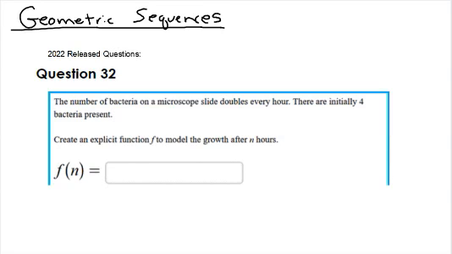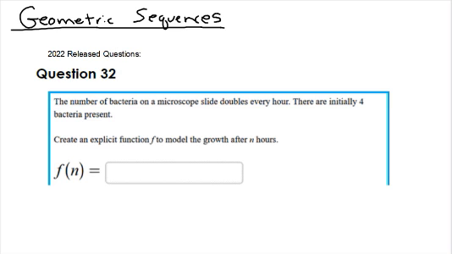All right, today we're going to cover geometric sequences, and this is a topic that's really important for the end of course exam. So I thought we would start with one of the released questions from last year's exam, question 32, to see how this works. It's really not that hard.